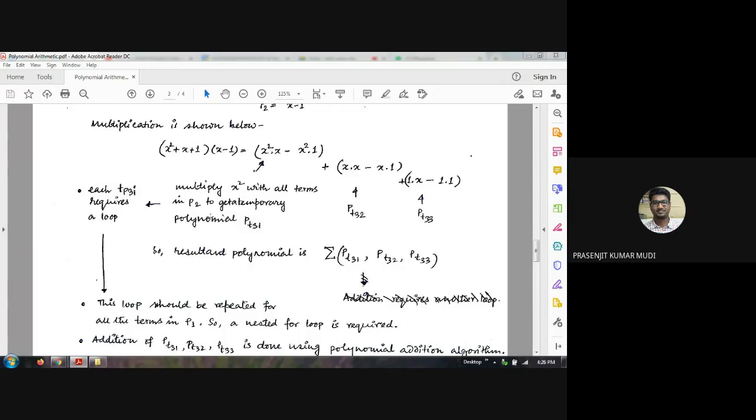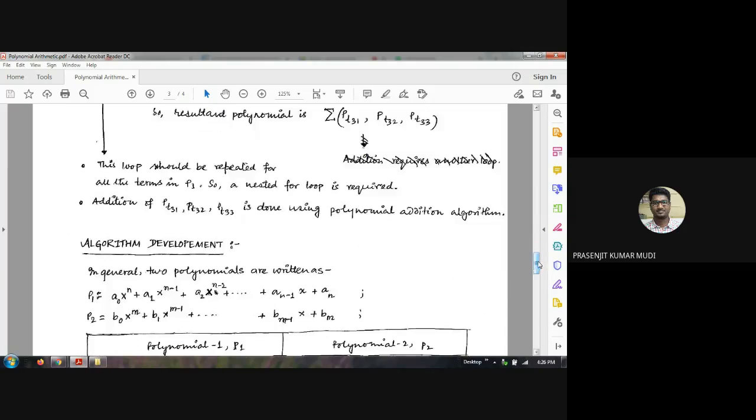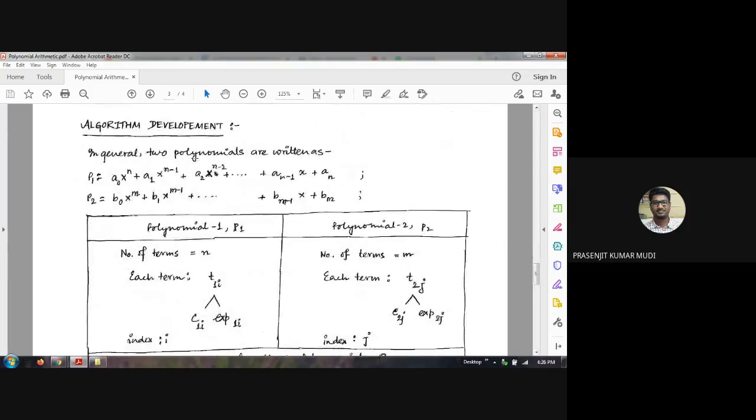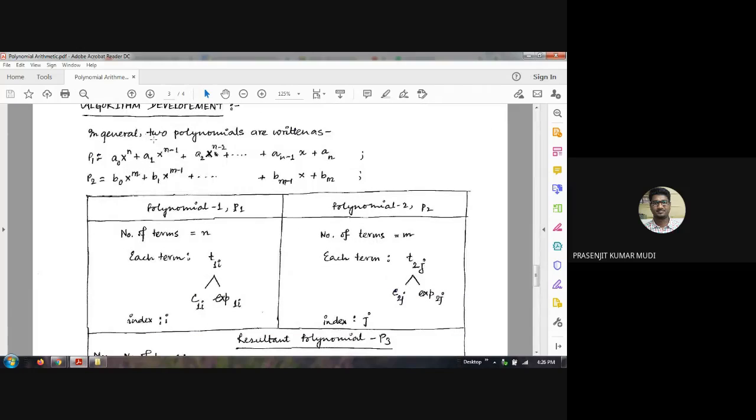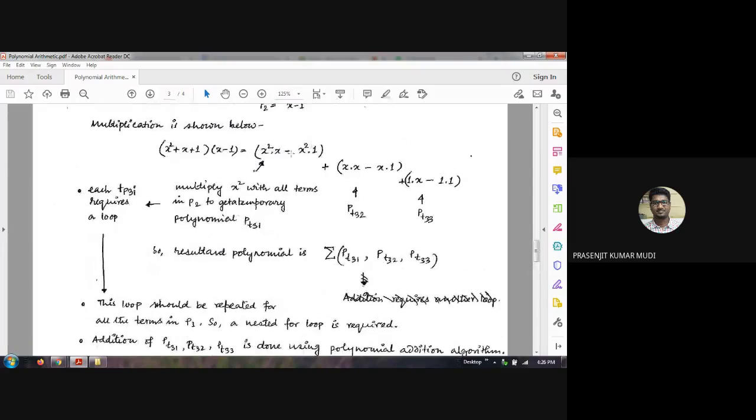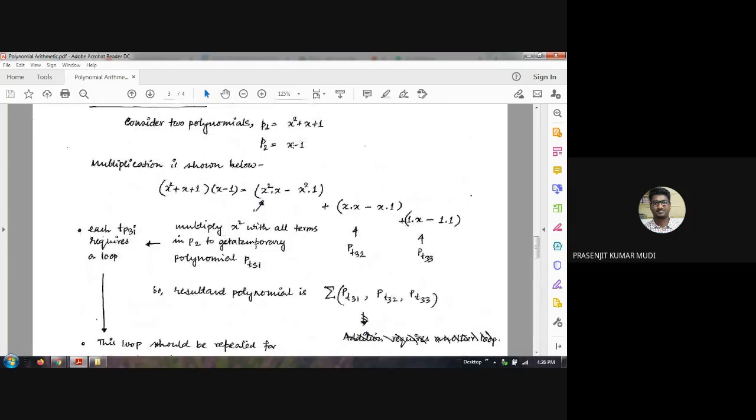Okay, so this is the thing. Algorithm development in general, let's say now we can generalize it further. So in general, 2 polynomials are written like this. Let's say the polynomial 1, p1, is equal to a0 x to the power n plus a1 x to the power n minus 1 plus a2 x to the power n minus 2 plus dot dot dot plus an minus 1 x plus an. Normally here you can see that one sign is minus in the second polynomial. So how to deal with that?